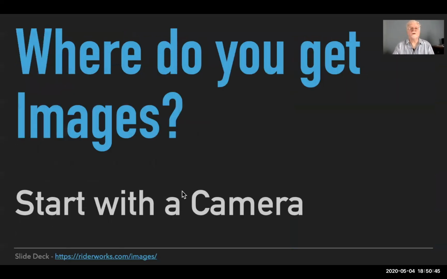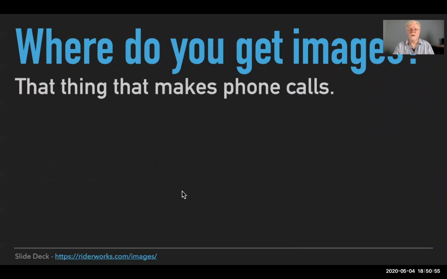So I said, where do you get images? Well, you can start with a camera. Pretty much everybody is walking around with a camera, and you can take a picture. Very easy to do. You know, it's that thing that makes phone calls. You don't worry about it because it's now considered a camera that makes phone calls.